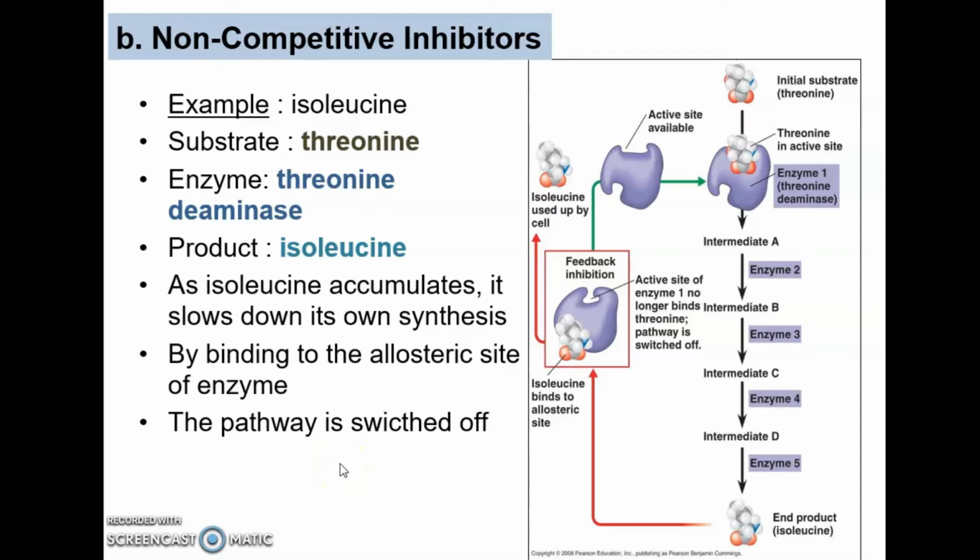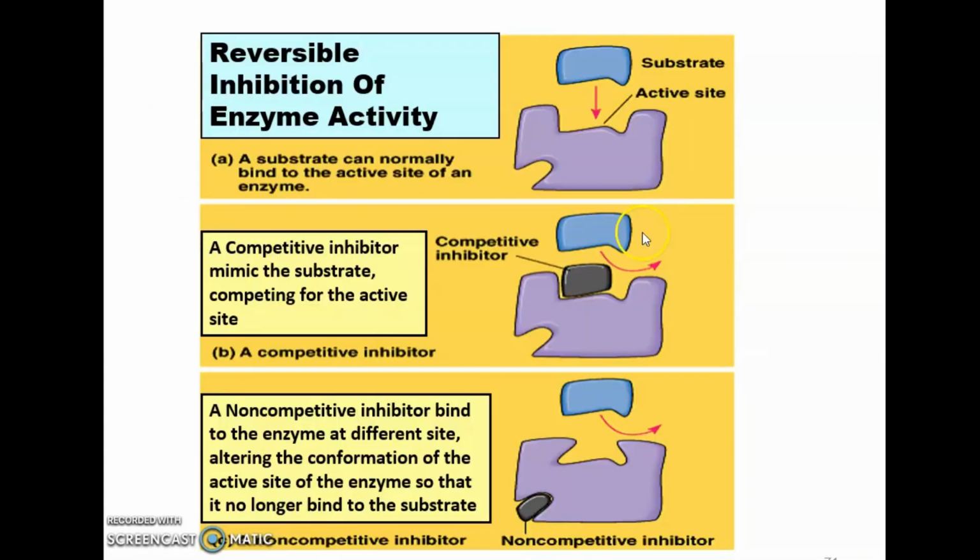Okay, boleh faham? Isoleucine ni adalah produk. At the same time, dia juga act as a non-competitive inhibitor. Alright, here is the summary. The reversible inhibition of enzyme activity. Here is the substrate, here is the active site. So we know the substrate binds to the active site.